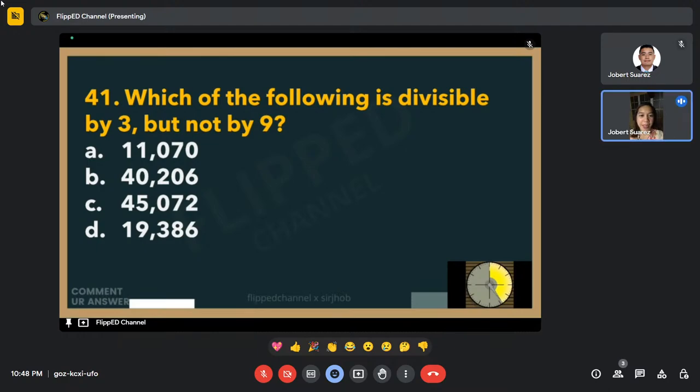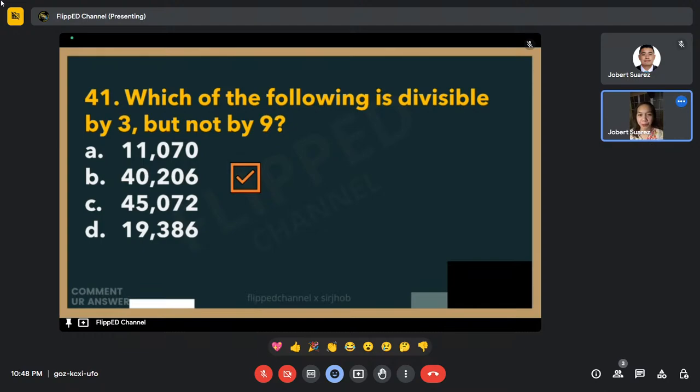Itong math, medyo hahabaan natin yung time. Alright, number 41. The correct answer is letter B. Uy, nakakatuwa. Galing na sa math. Nag-improve na, guys. Tuloy-tuloy na yan. Okay. So, 41, letter B.